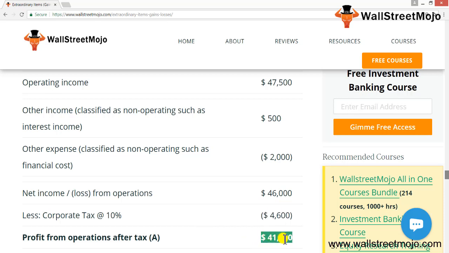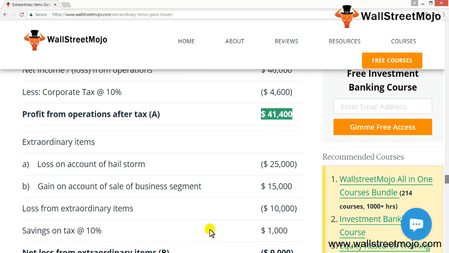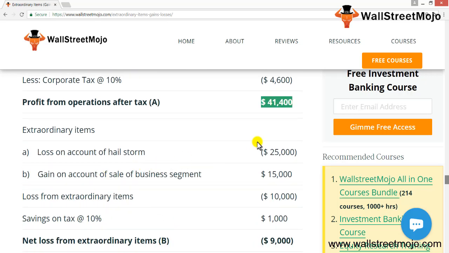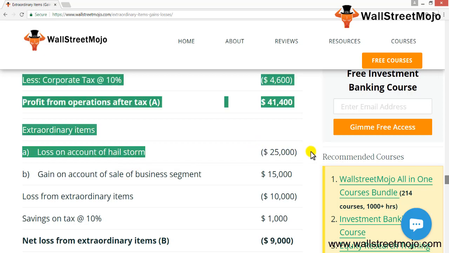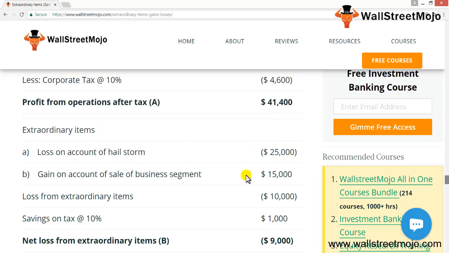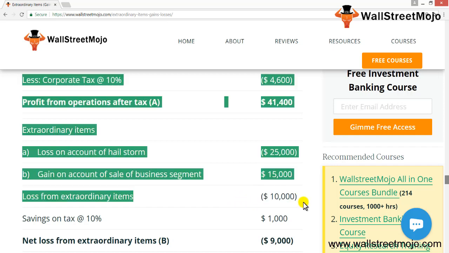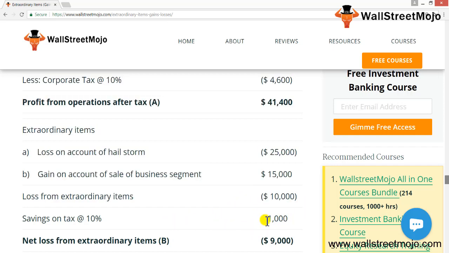So if you put some extraordinary items, that is loss on account of the hailstorm, which is 25,000, gain on account of the sale of the business 15,000, and the net loss on the extraordinary item, that is 10,000. Savings on the tax on the above is 10%, that is 1,000. So the net here is going to be a loss from the extraordinary item, because the loss of 25,000 is greater than the gain of 15,000, and so on. So that is the detail for the extraordinary item.